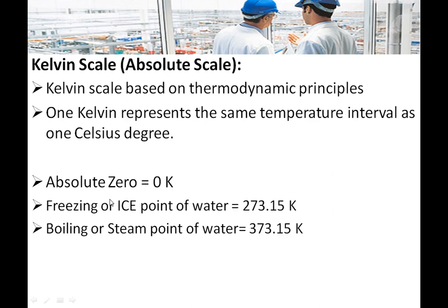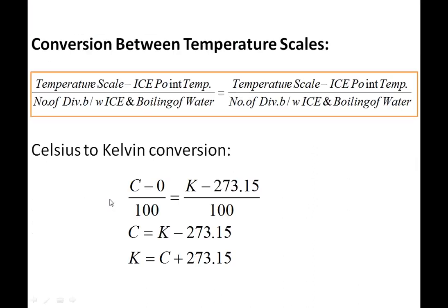This Kelvin scale is based on thermodynamic principle, and 1 Kelvin represents the same temperature interval as 1 degree Celsius. So the interval for the Kelvin scale and the Celsius scale is the same. The freezing point of water on this scale is 273.15 Kelvin, and the boiling point of water is 373.15 Kelvin. And like the Celsius scale, here also 100 divisions are present between the freezing point and the boiling point.